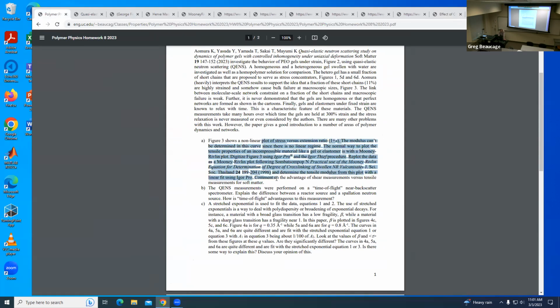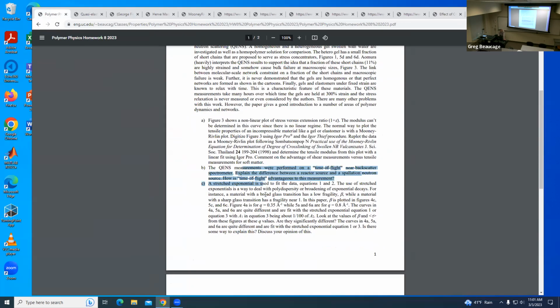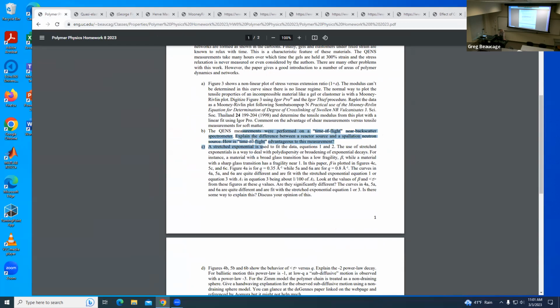So this thing is just use the Igor and do what I just did, right? And figure out if you can get the modulus of the thing. And then this is time of flight and backscatter. Nichols talked about that a little bit.